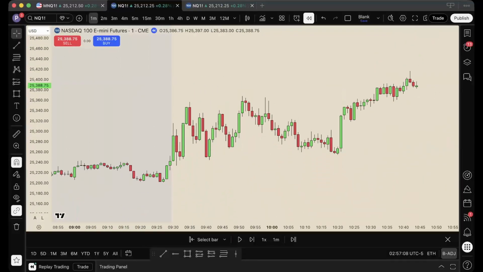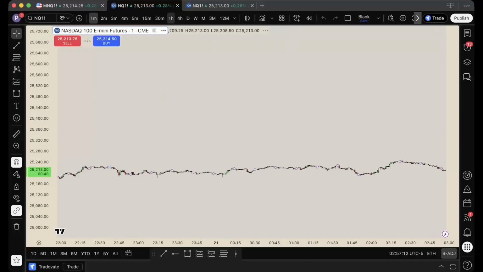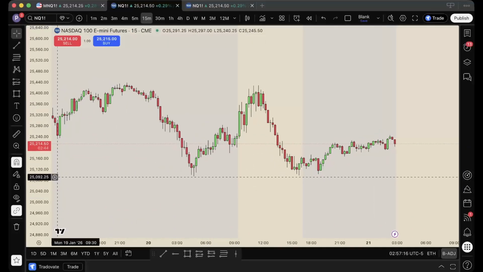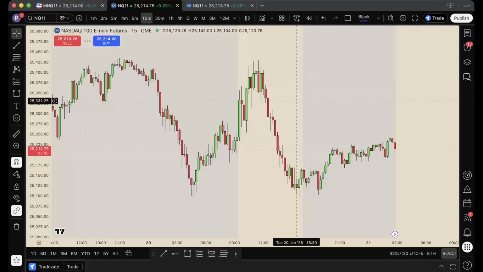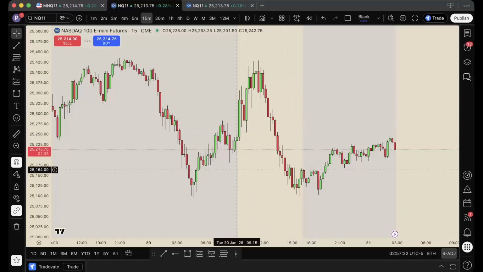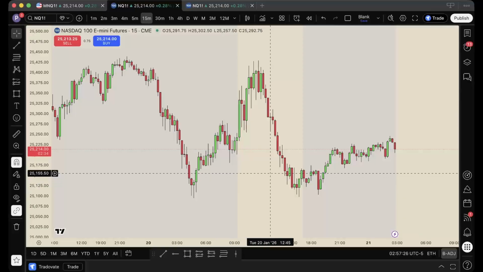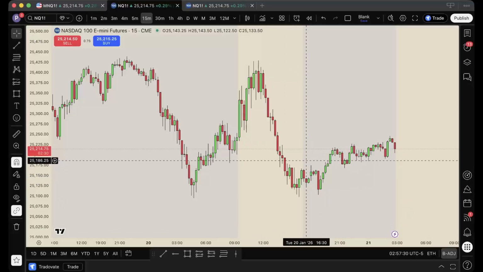Maybe the PM session, because when we have a big run overnight, you should actually avoid the AM session and rather trade the PM session, because it will be more of low resistance rather than high resistance in the AM session. So yeah, I probably shouldn't even have traded, took the loss, but I'm fine with it.